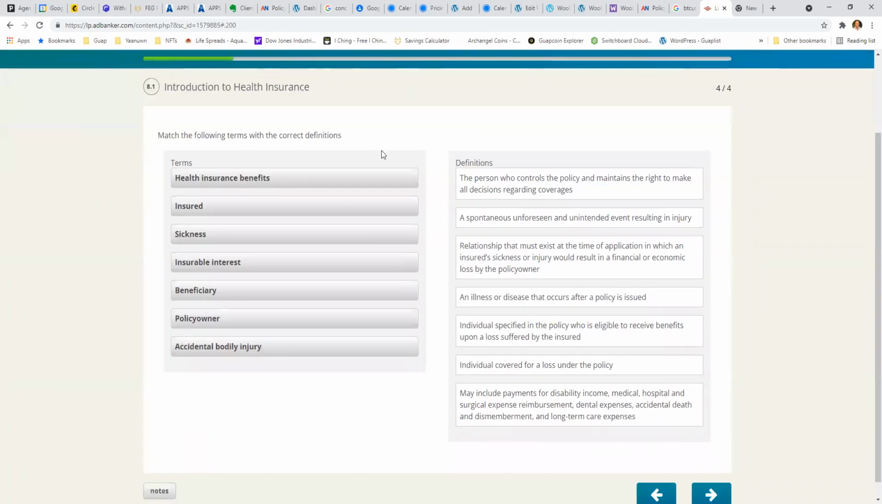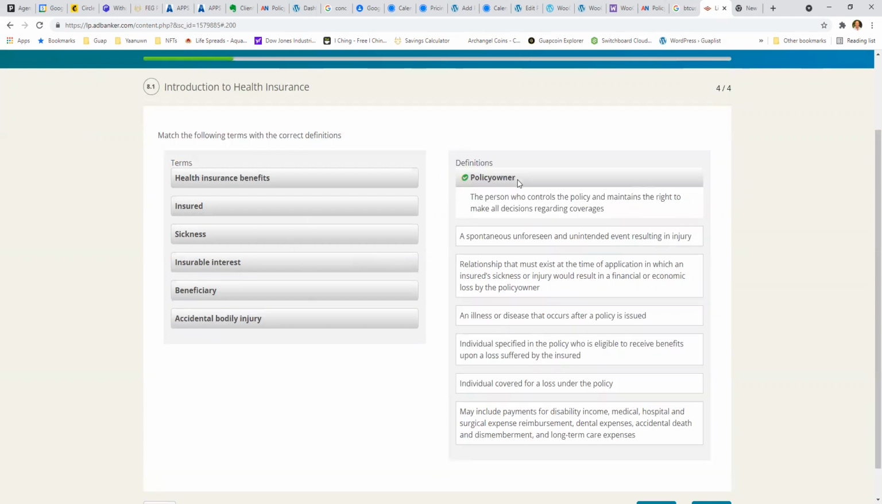Match the following terms with the correct definitions. Oh, fun. Health insurance benefits. Let's see. Let's go this direction. The person who controls the policy and maintains the rights to make all decisions regarding coverage. It was the last question. Remember what it was? The person who makes all the decisions. The policy holder? Policy owner. Yep. Owner. A spontaneous, unforeseen, and unintended event resulting in injury.